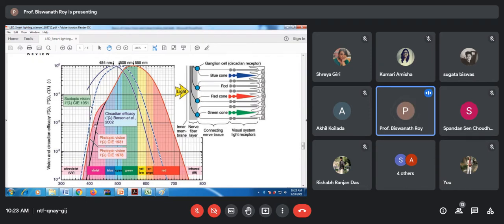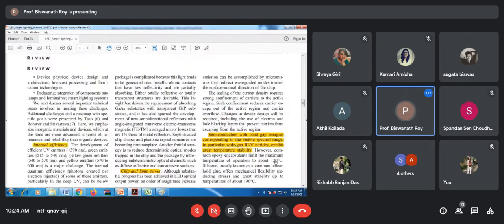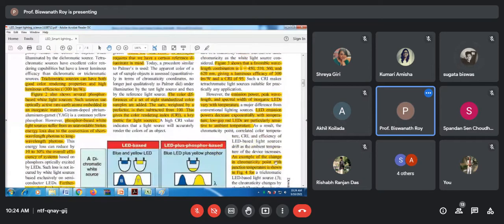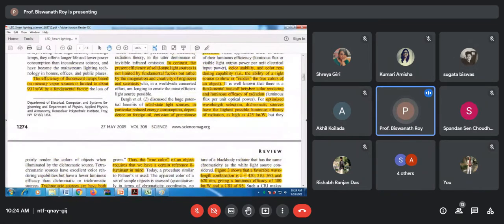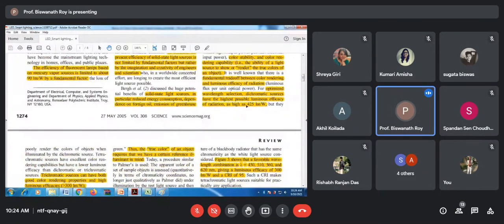When we move from 555 either to the lower side or the higher side, the spectral response becomes a fraction, and it drastically changes to 0. Okay, is it clear why it is written there is a fundamental trade-off between?